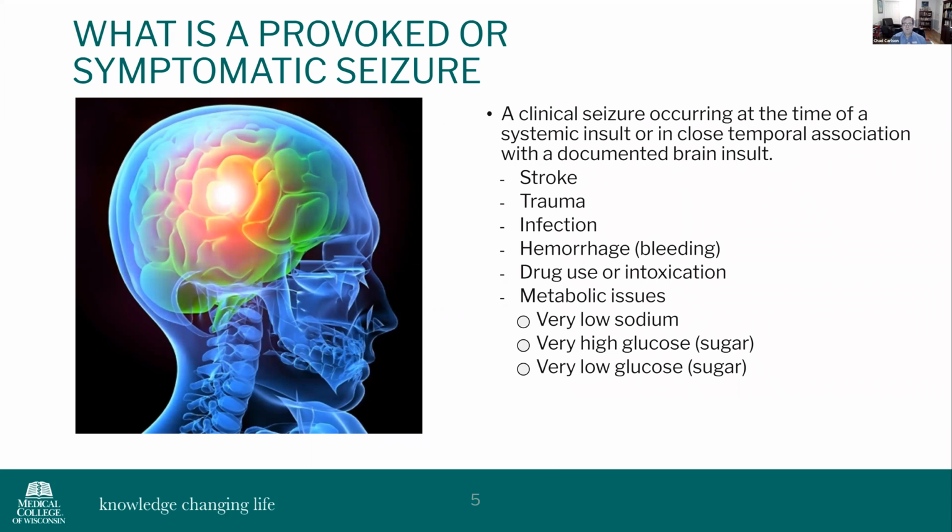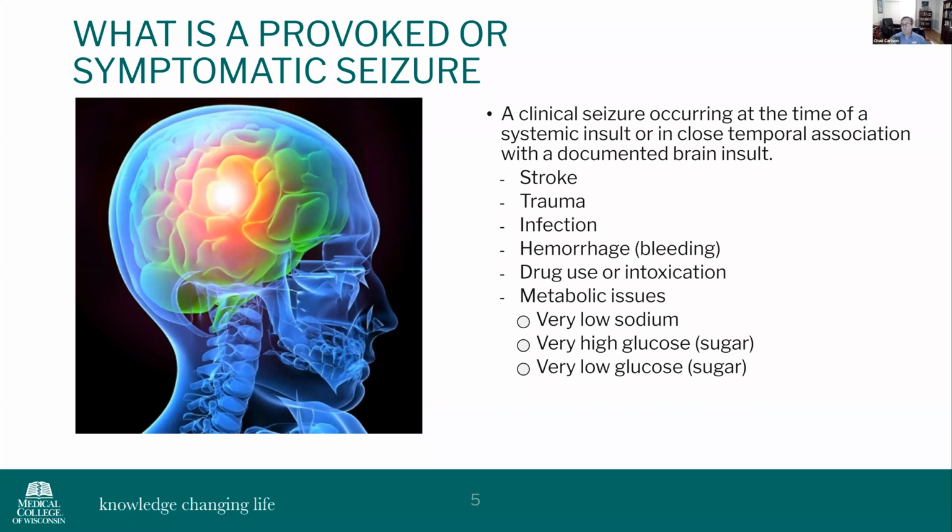The other term that I wanted to address before we launch into specific types of seizures was, I mentioned that when we define epilepsy, it's 2 or more unprovoked seizures, which raises the question of, well, what's a provoked seizure then? Some people will also use the term symptomatic seizure, and either term, a provoked or a symptomatic seizure, is a seizure that occurs when there's some other challenge, some other insult that's directly to the brain or to the body on the whole. So a stroke, trauma, infection, brain bleeds, drug use or intoxication, metabolic issues, so changes to our electrolytes like very high glucose, very low glucose blood sugar, very low sodium as examples.